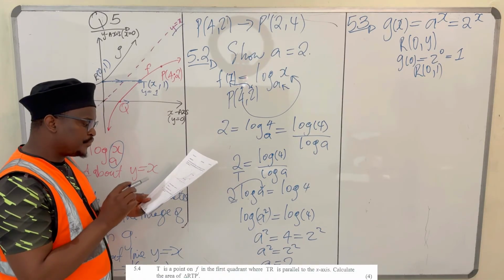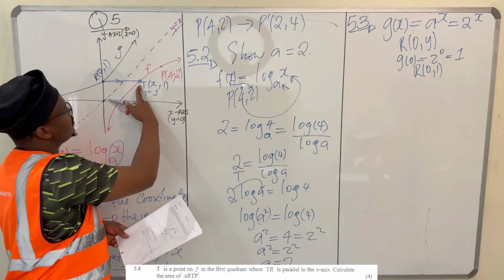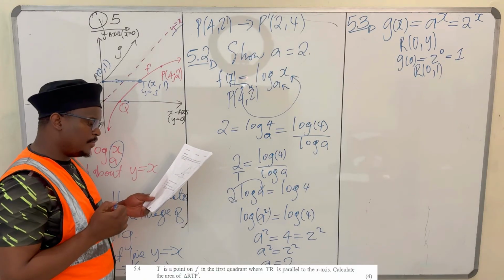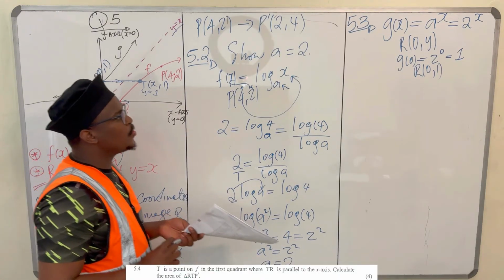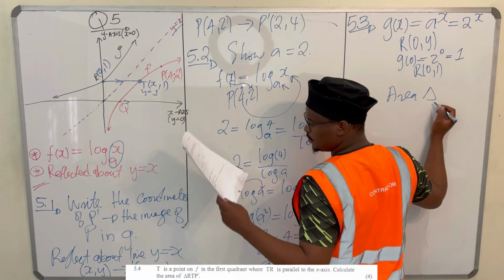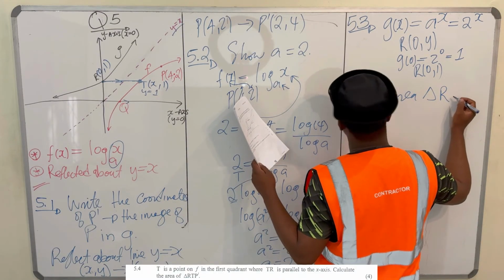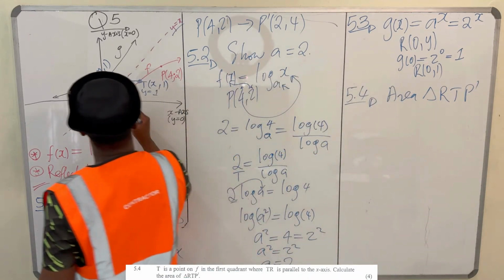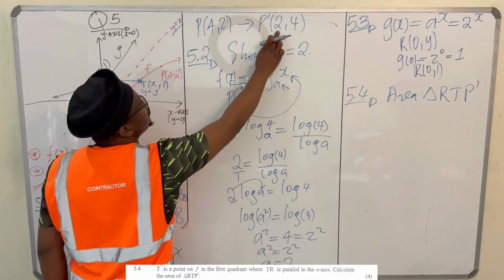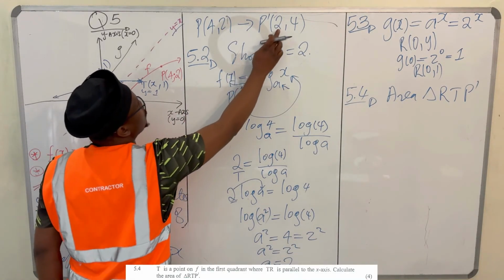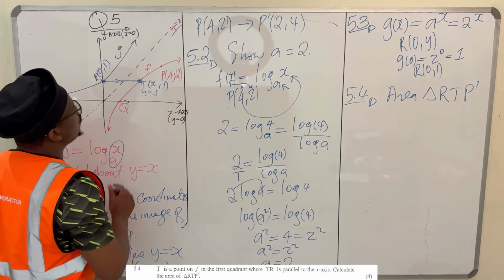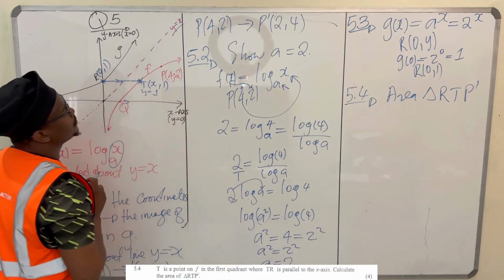They are saying now that T is a point on f in the first quadrant, and TR is parallel to the x-axis, so they have the same orientation. They want us to calculate the area of triangle RTP prime. Here is R, here is T, and what we're missing is P prime, but we did find the coordinates of P prime to be 2 and 4.